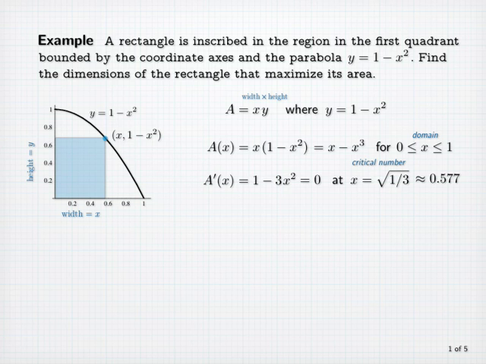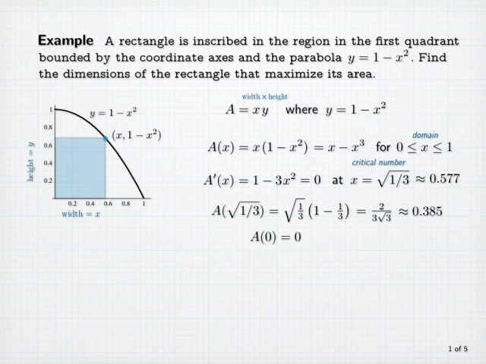Since the domain is a closed bounded interval, we'll compute the value of A at the critical number, x times 1 minus x squared, when x equals the square root of 1/3, turns out to be 2 over 3 root 3, which is approximately 0.385. Then we compute the endpoint values, A of 0 equals 0, and A of 1 equals 0 also. Therefore, the maximum value of A is A of the square root of 1/3 equals 2 over 3 root 3.